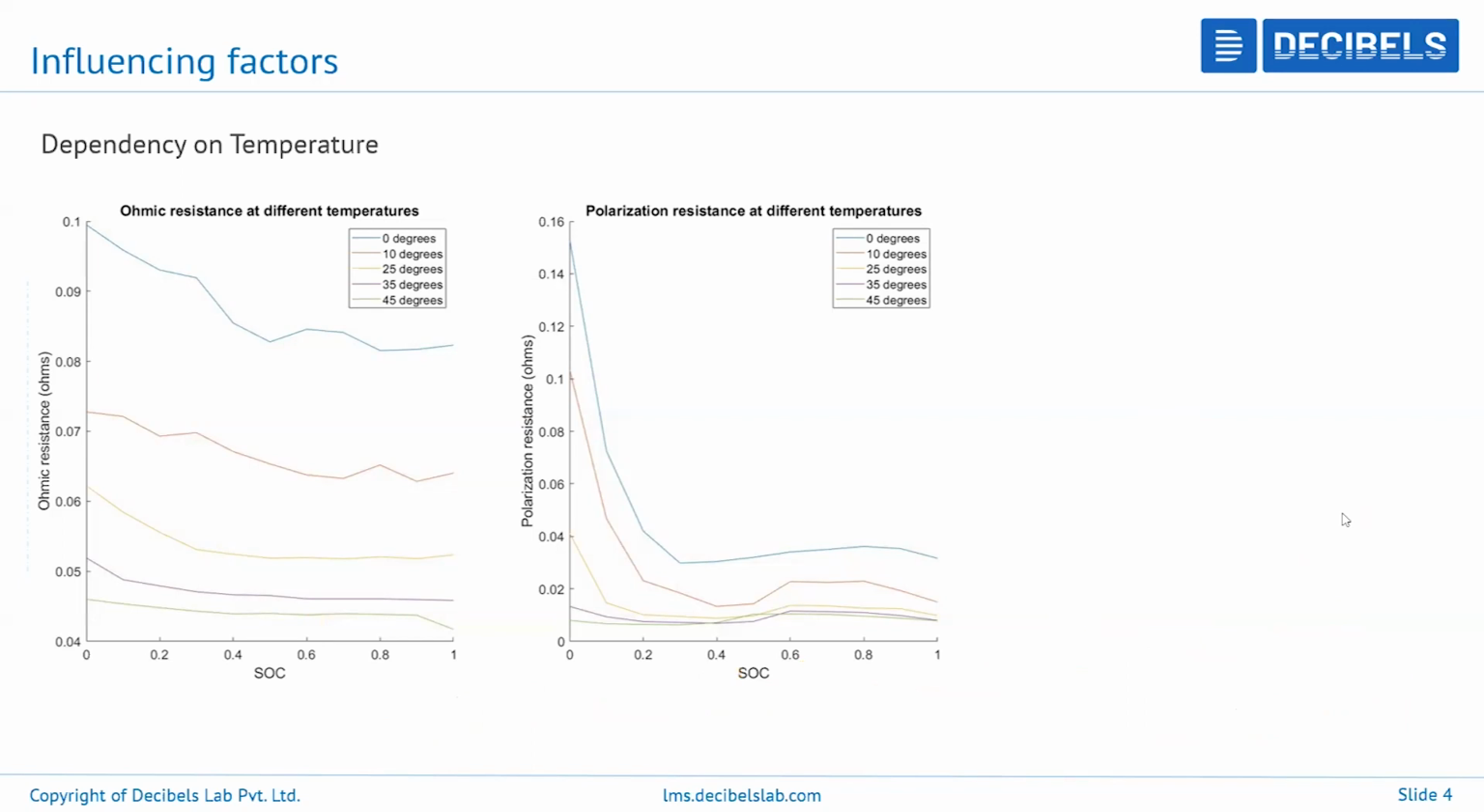So it is always important that we regulate the temperature so that it is within 35 to 40 degrees and above 15 or 20 degrees Celsius. That is actually the sweet spot for lithium cells. So this is with respect to temperature.